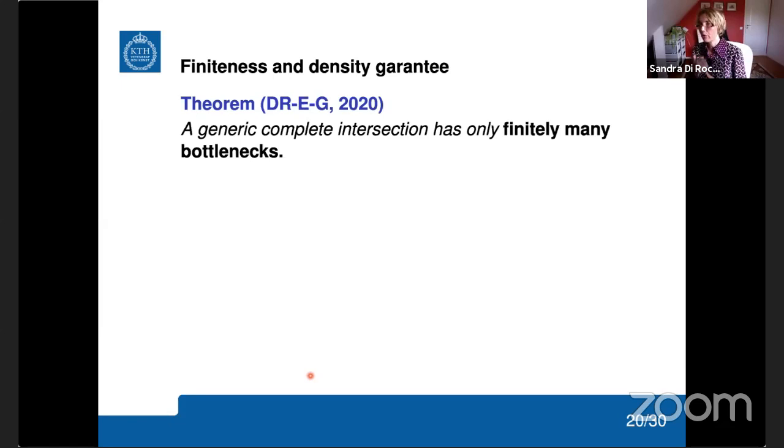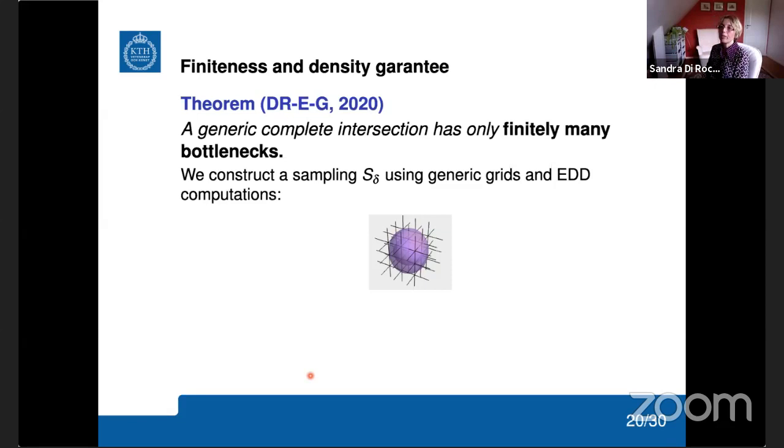And generic means that we take generic polynomial systems, so the coefficients are chosen generically. This is not the end of the world, because even if you are given a polynomial system, you can disturb it a little bit, and you can make it generic. So we proved that for this kind of polynomial system, we can expect finitely many bottlenecks. This is a finite number. And then we actually give an algorithmic construction of a sample of the variety X.